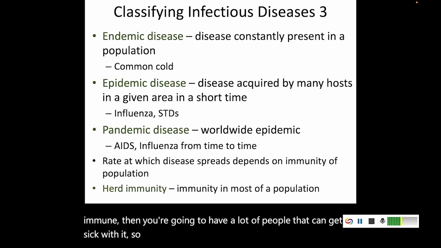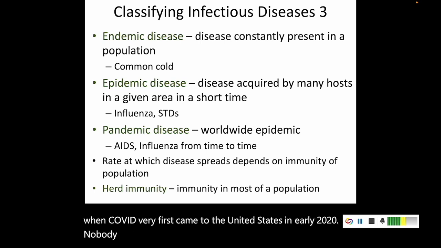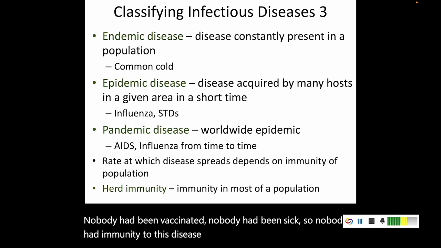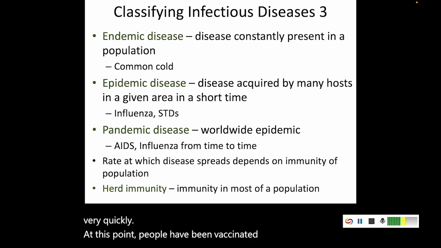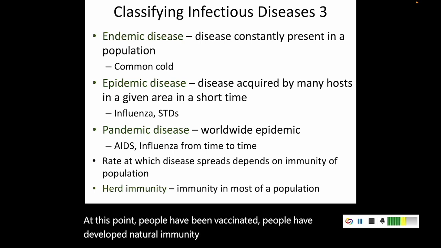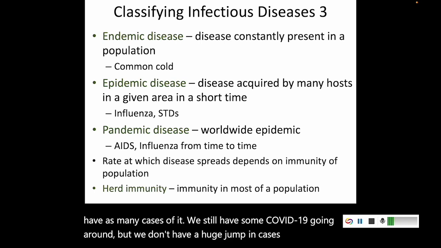So back talking about COVID again, if you remember when COVID very first came to the United States in early 2020, nobody had been vaccinated, nobody had been sick, so nobody had immunity to this disease. And a lot of people spread. It spread very quickly. At this point, people have been vaccinated, people have developed natural immunity from being sick with it, so we don't have as many cases of it. We still have some COVID-19 going around, but we don't have a huge jump in cases every day.